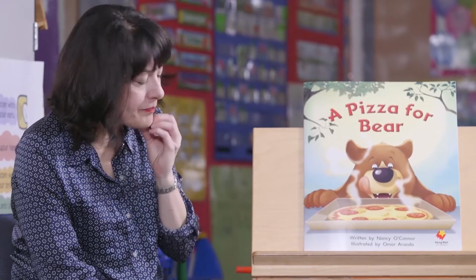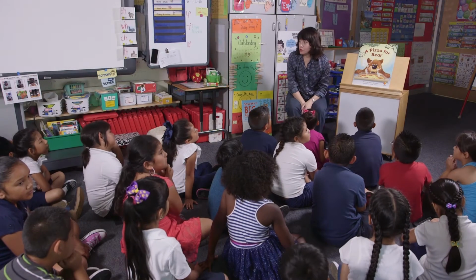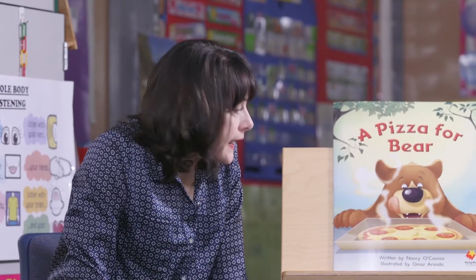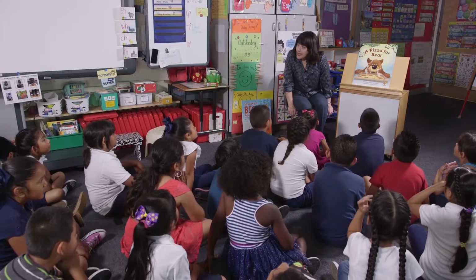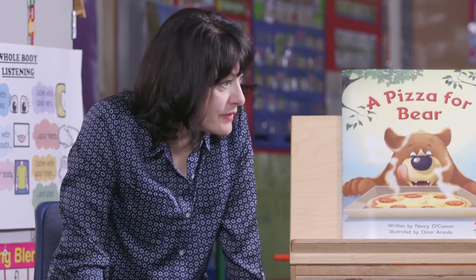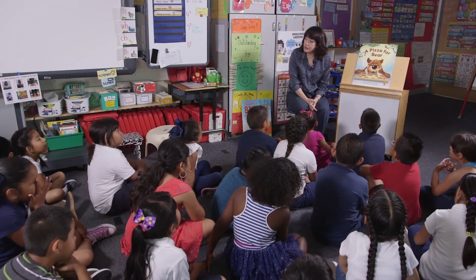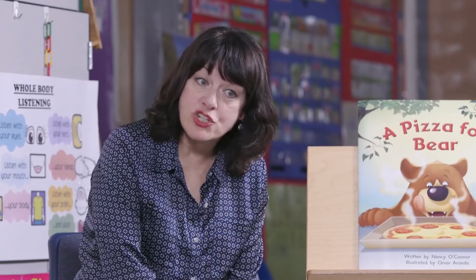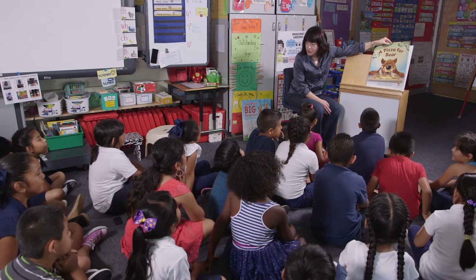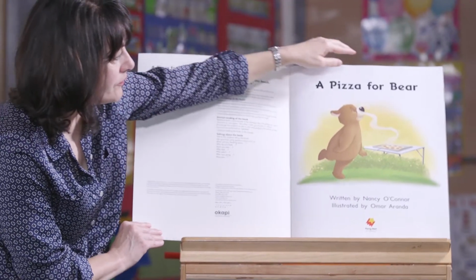In this story that Nancy O'Connor has written, there's a ranger in this park because this book is set in a park. Okay, the setting's a park. And there's a ranger. Now, a ranger, I'm so glad that you asked. A ranger is someone who takes care of the park and takes care of the animals in the park and takes care of the people that come to visit the park. So we're going to see a ranger in this book as well. A Pizza for Bear. So sit back and enjoy this story. Here we go. A Pizza for Bear.